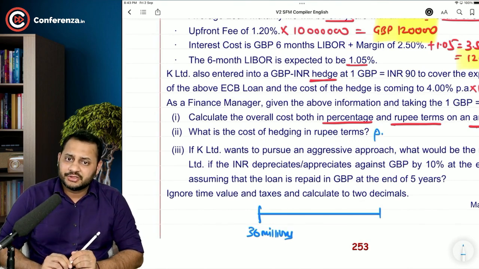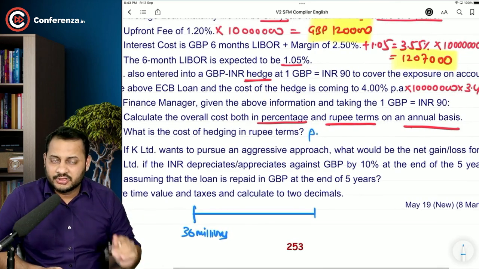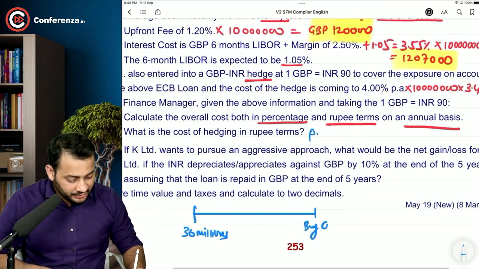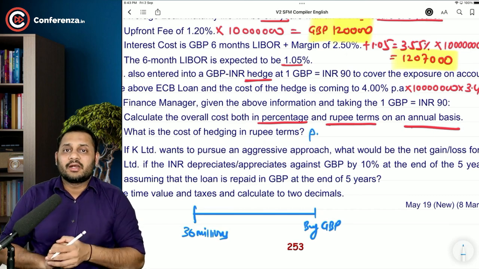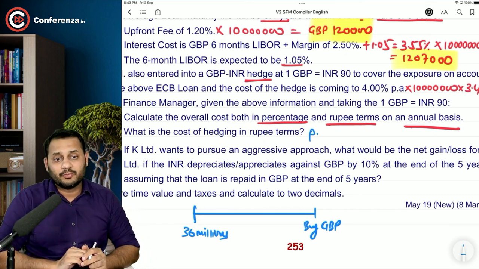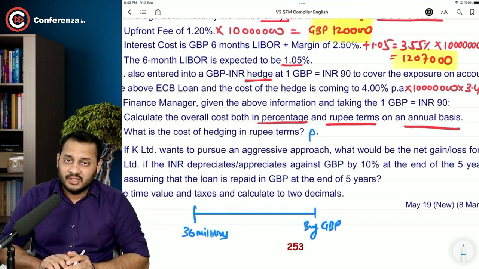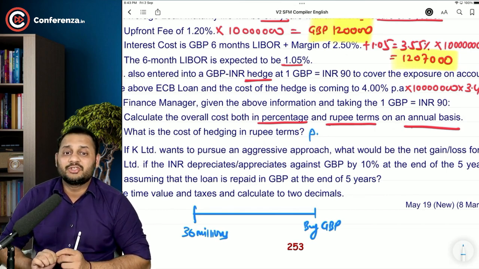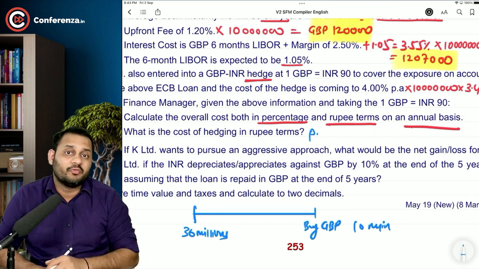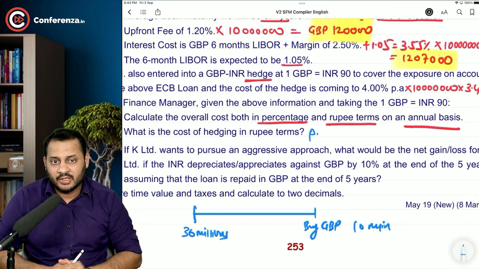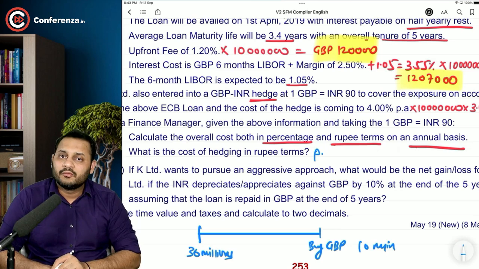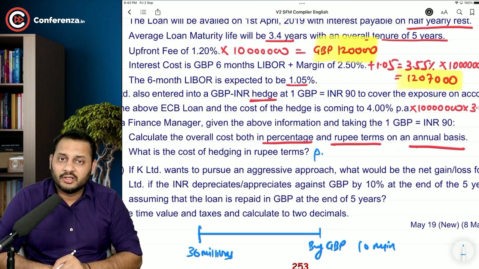Why did you take the hedge? It's very simple, sir. After 5 years, you will be repaying the loan to the bank, and at that time you will buy GBP from the current spot market at that time. And what if the spot rate on that date is not in your favor? You will end up paying an extra amount for buying that GBP. And that's why, to avoid the risk of paying extra rupees to buy 10 million GBP in order to make the repayment of principal amount, you took the forward contract. And in the forward contract, you decided that 90 rupees is the cost at which I am going to buy GBP at the end of 5 years.